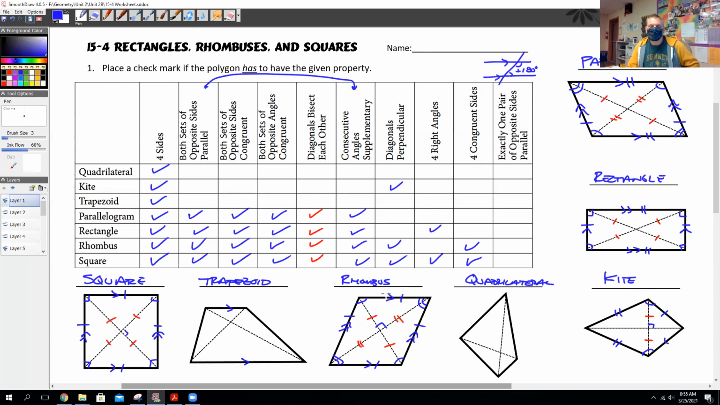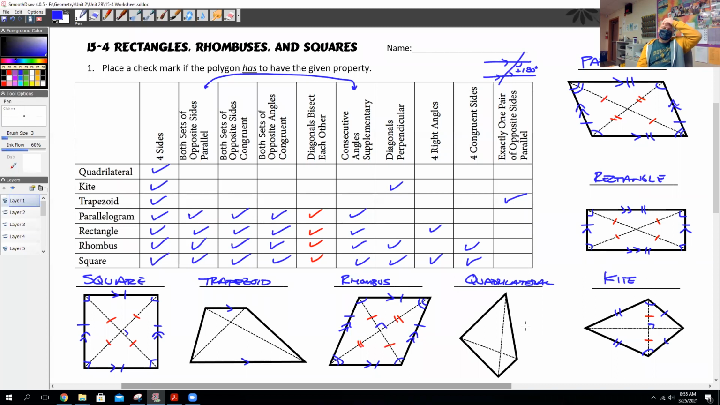Does rhombus have exactly one pair of opposite sides parallel? Nope. Trapezoid? Yes. Exactly one pair of opposite sides are parallel. That's the trapezoid. These 2 sides are parallel and these other 2 sides are not parallel. And then how about square? They've got 2 sets. They don't have exactly one set, they've got 2. So square was on a roll, had everything checked off except for the last column. Okay, so now we've got this lovely thing filled out.